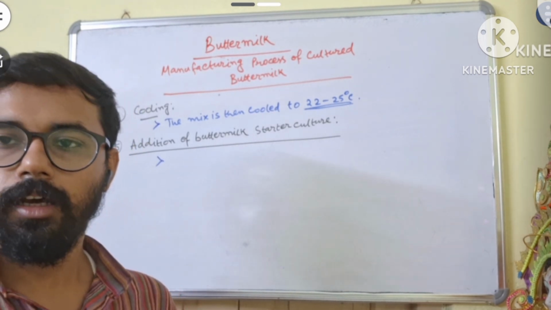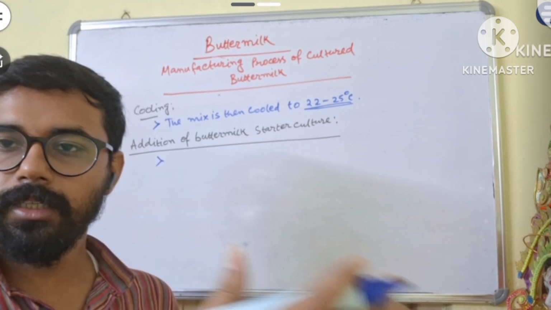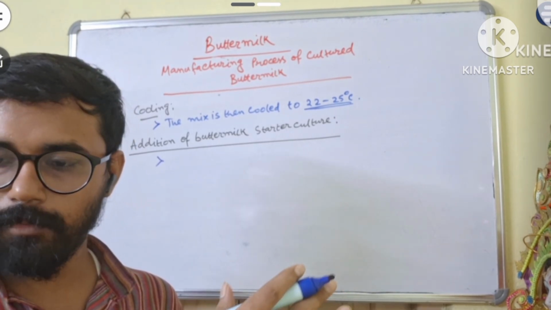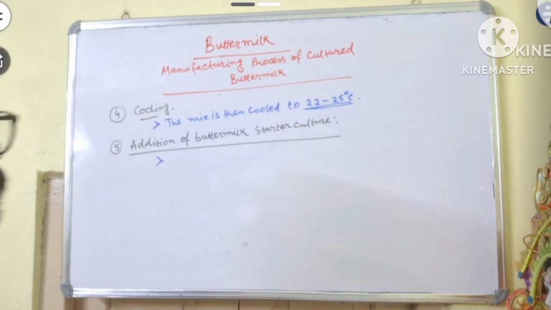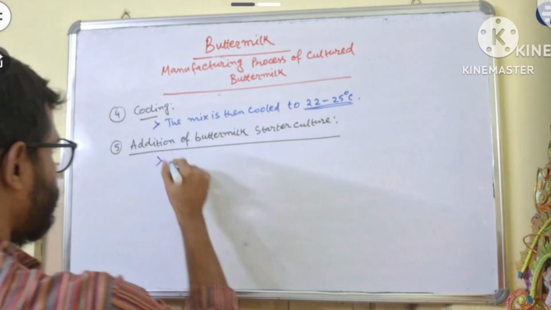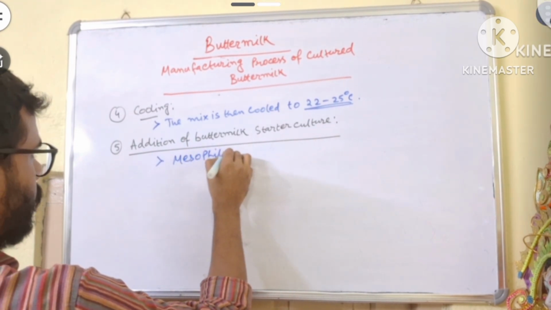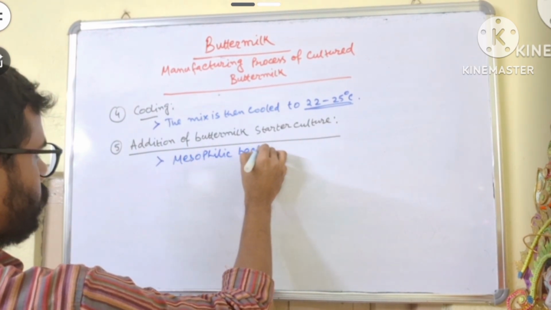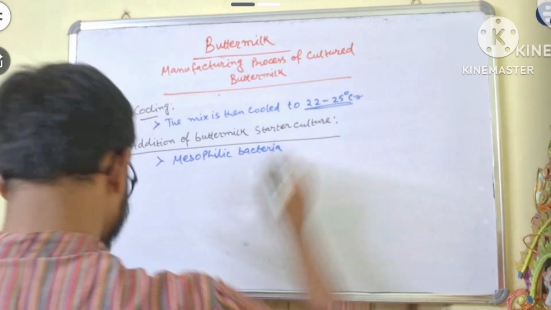If we use thermophilic bacteria, which is sometimes used in the cheese manufacturing process, at that time we use a high temperature. Okay, so here the buttermilk starter culture is mesophilic bacteria, which love to grow at that temperature.